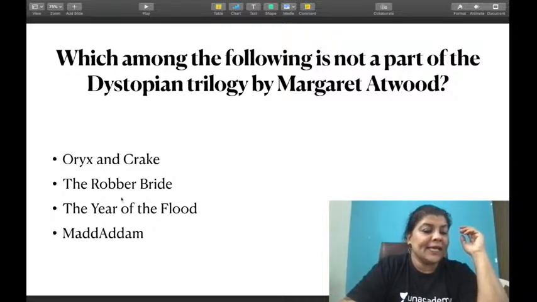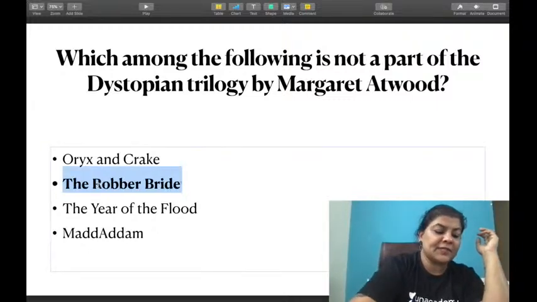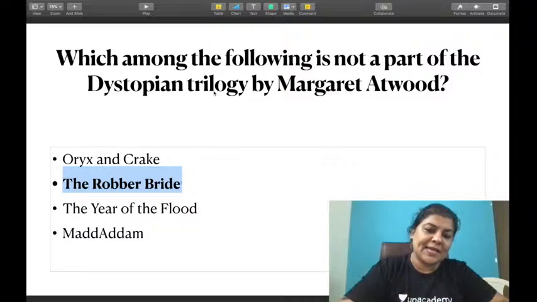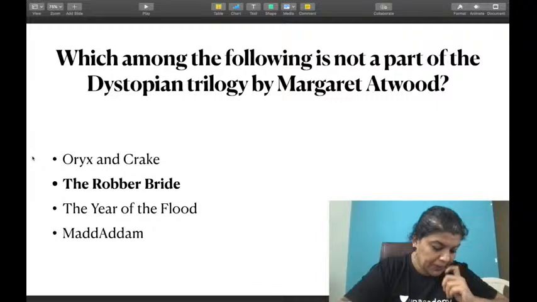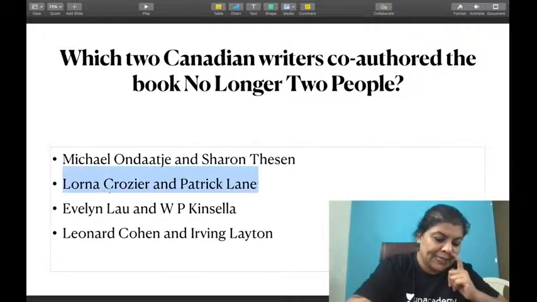Oryx and Crake, The Year of the Flood, MaddAddam. Correct. The Robber Bride is not part of the trilogy. Yes, Ankita, all the authors I've mentioned are actually important. Margaret Atwood, very important. Which two Canadian writers co-authored the book No Longer Two People? This one is not that important, don't worry. No Longer Two People, co-authored by Lorna Crozier and Patrick Lane.